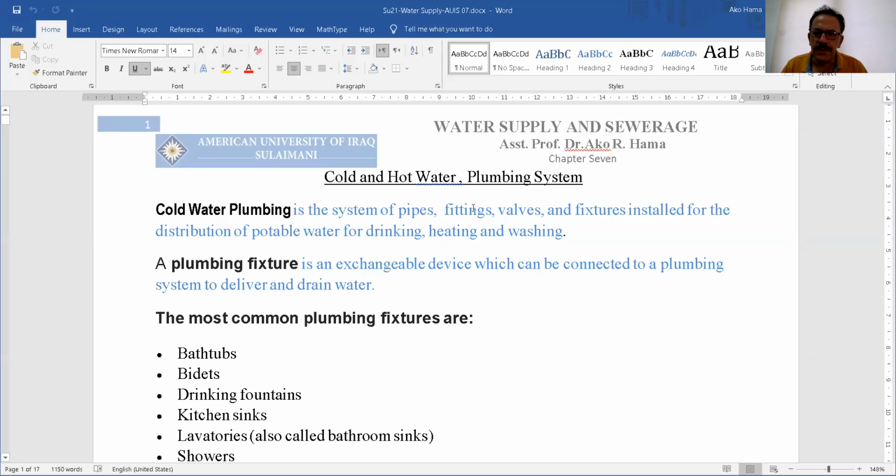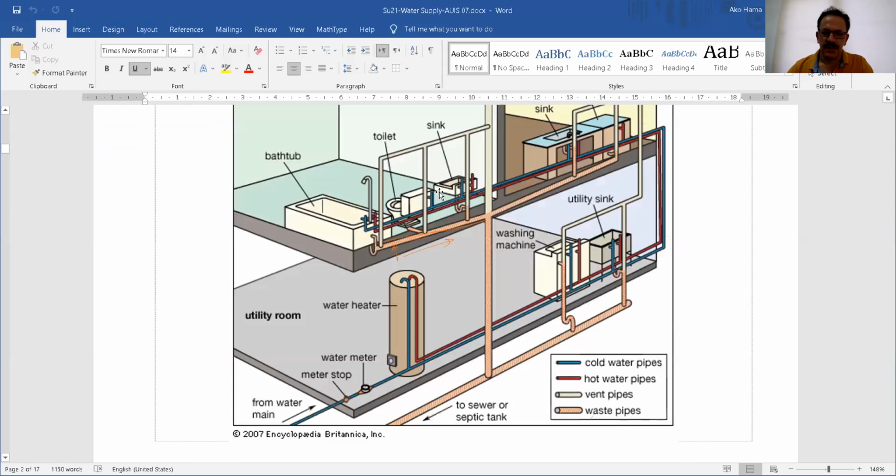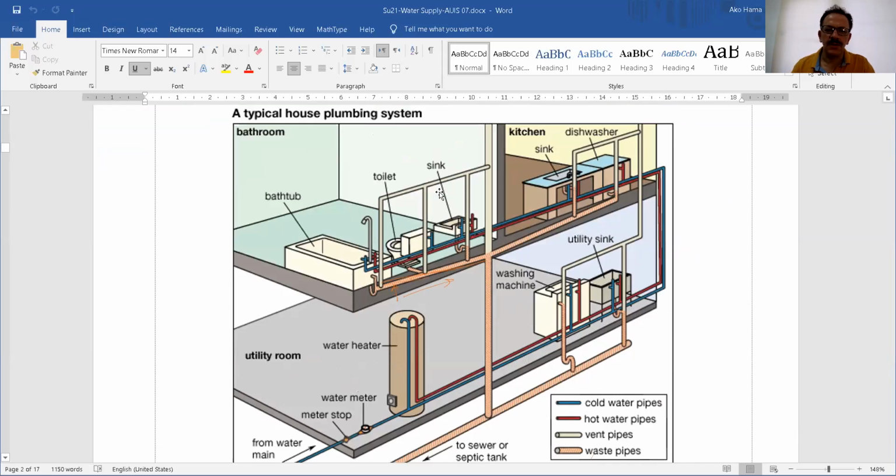We are about to finalize this summer course, and the last chapter is about how to design and calculate the loads that we have for the water, the wastewater, and the hot water inside the buildings, which is called the plumbing system. We have plumbing systems in our houses like this. This is a typical house plumbing system.